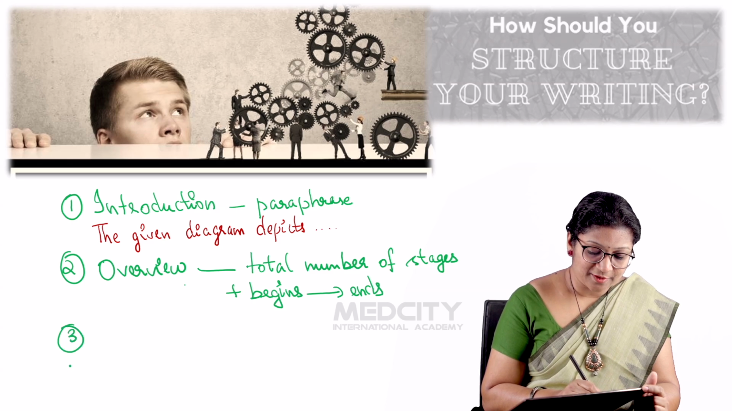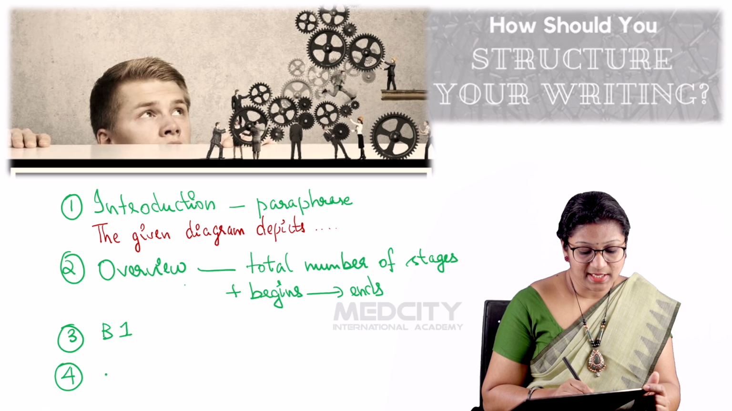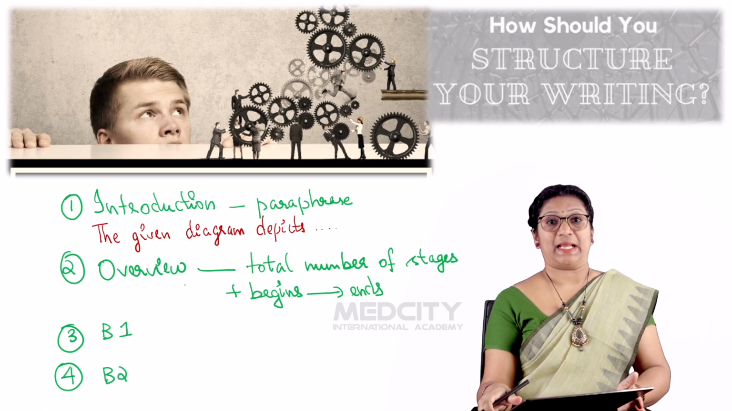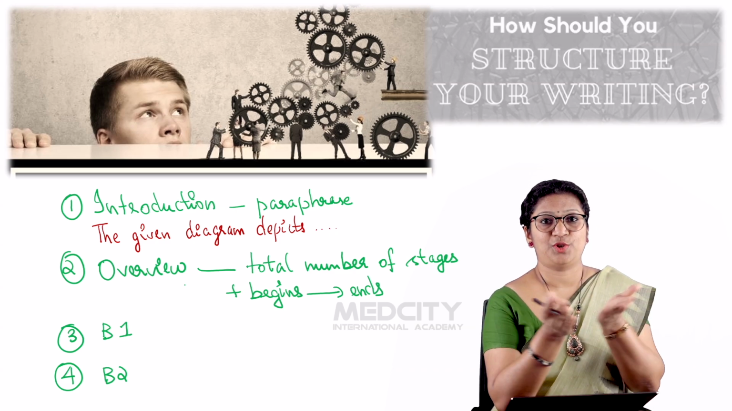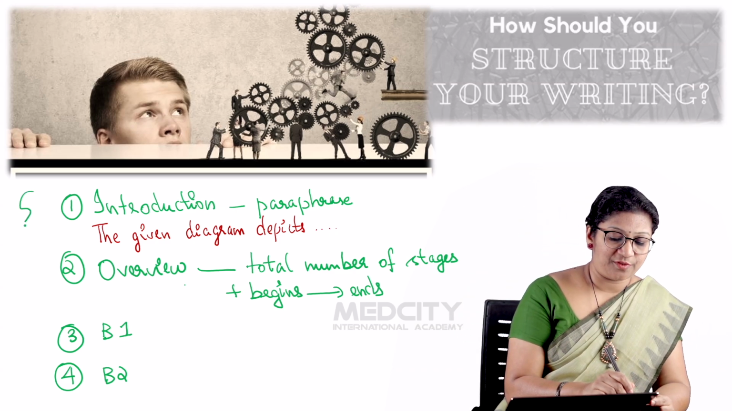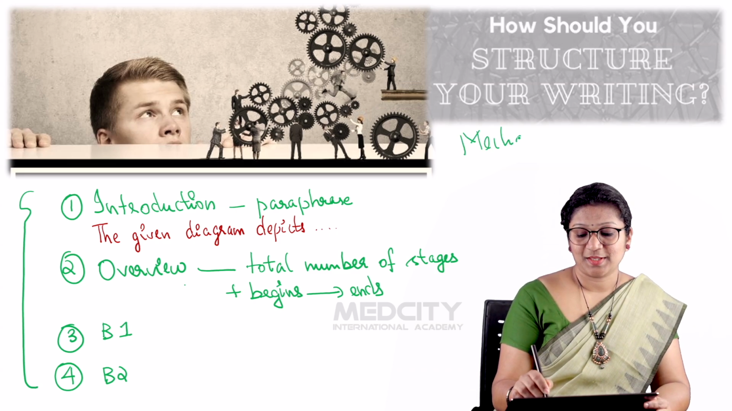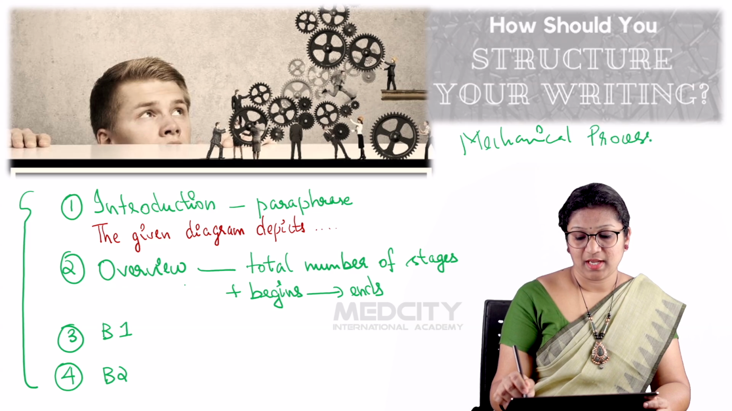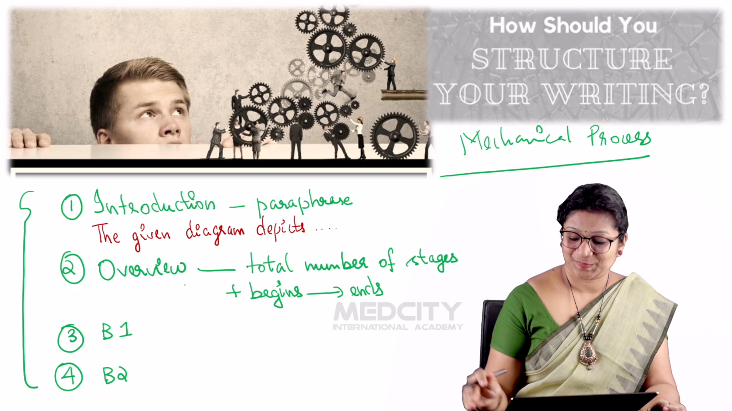My third and fourth paragraphs are the body paragraphs. So we've already discussed that, how we can divide the body paragraphs. You look at the number of steps that you can see and just divide them into two halves. Okay, so this is a rough structure that you can follow for a mechanical process diagram, and the overall structure can be used for any other process as well.